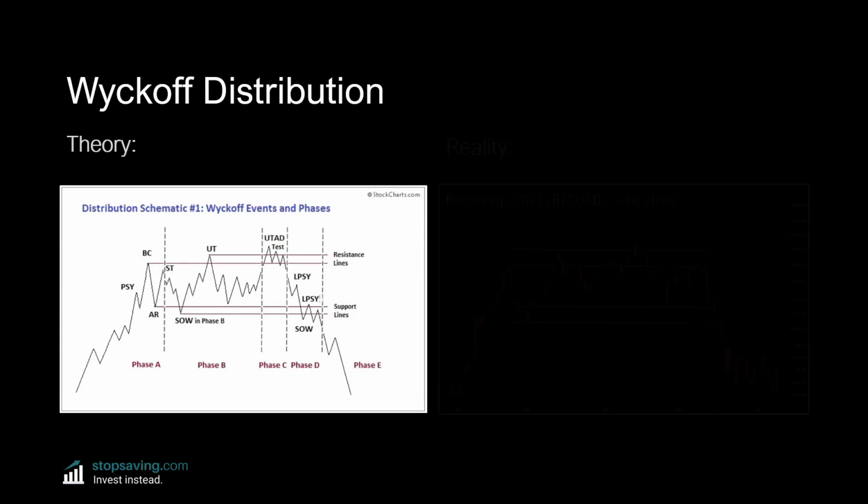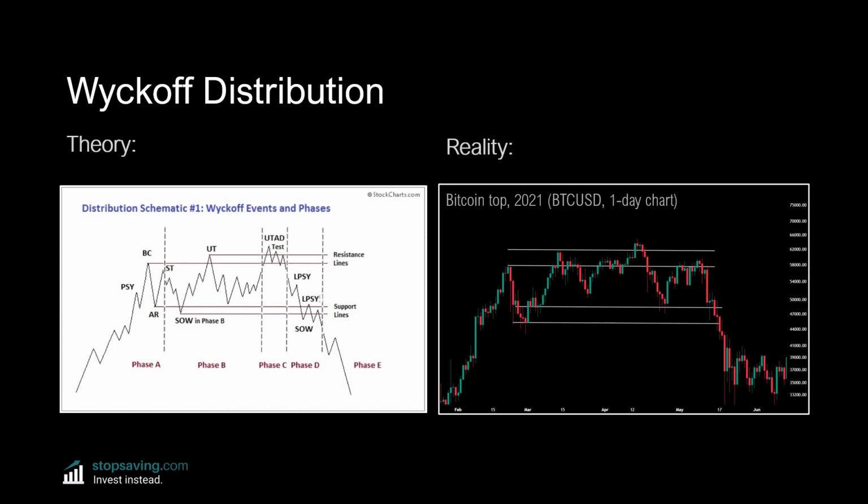And here's what that looks like in reality, with the Bitcoin top of April-May 2021. Notice how the price consolidated within a range for about 3 months before the eventual markdown phase. This gave the big money enough time to sell their coins to unsuspecting retail investors. And by the time the markdown phase got going, there wasn't much buyer demand left, hence the big drop in price in May.